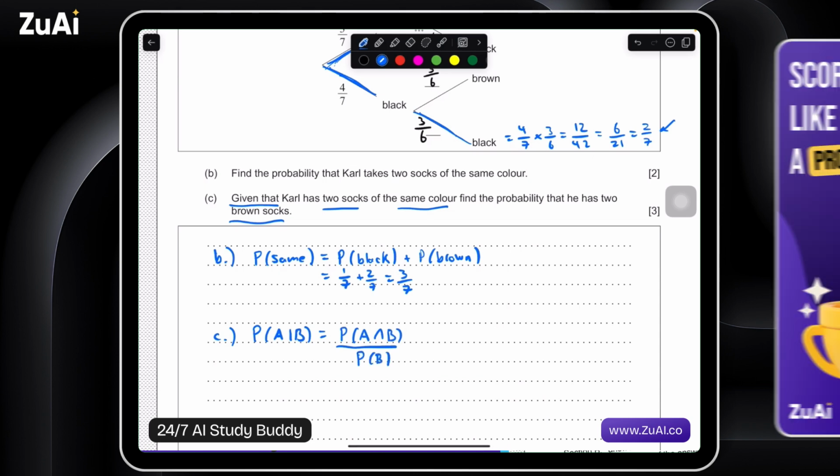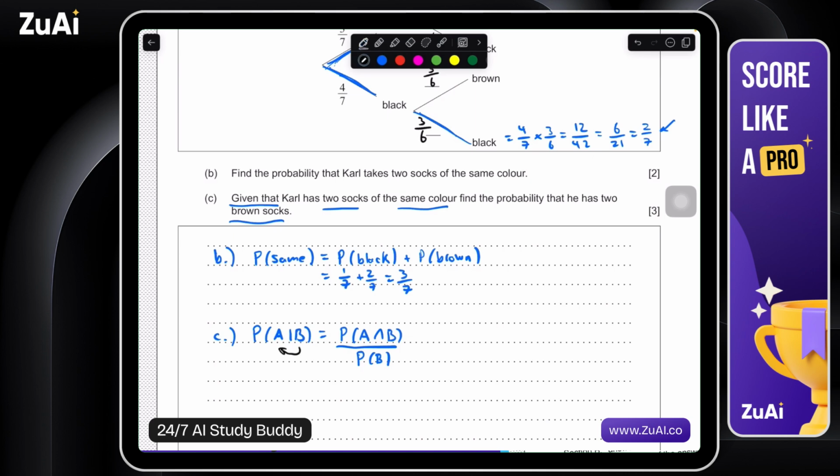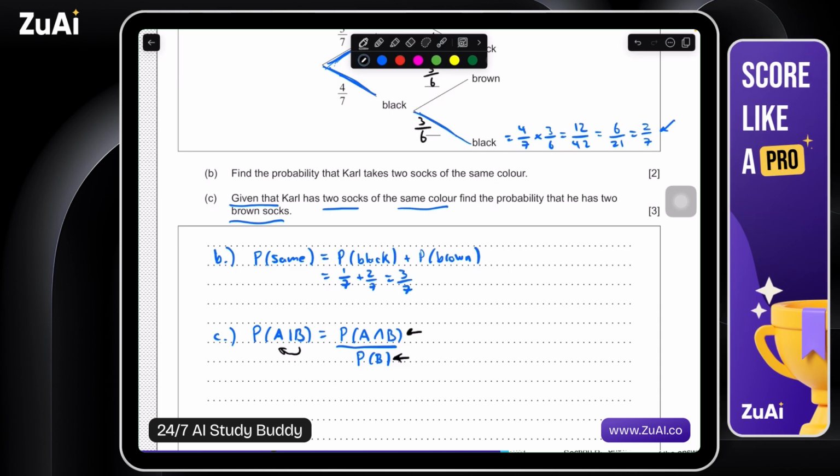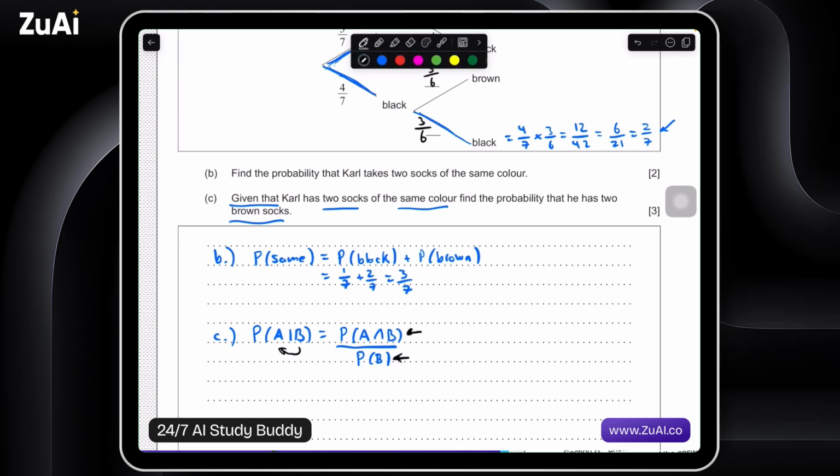So conditional probability, we often want to read from the back to the front, where we're dealing with some subset, and then we're saying out of that subset, what is the probability that we have, let's say, a smaller portion within that subset. So in this case, given that Karl has 2 socks of the same color, maybe it's double black, double brown. Out of all the socks that are the same color, what fraction of those are brown? Essentially that's what we're asking.